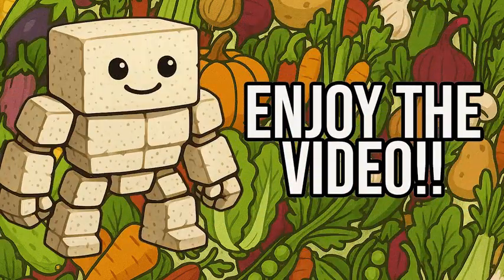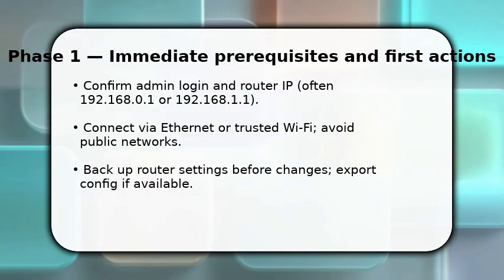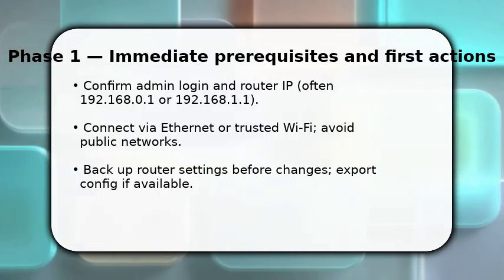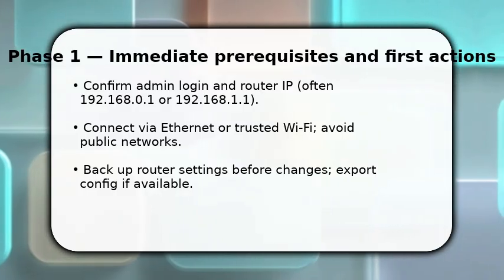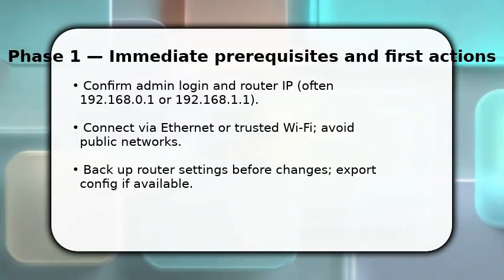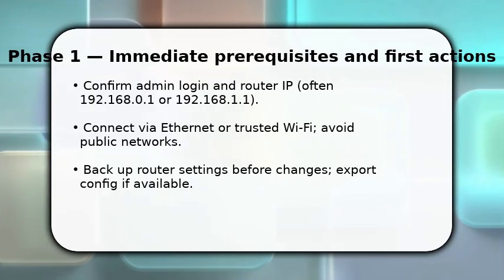Please enjoy the video. You start by signing into the router admin now. Use the router IP and your admin credentials. Once logged in, navigate to the status or connected devices page so you can see recorded client entries.